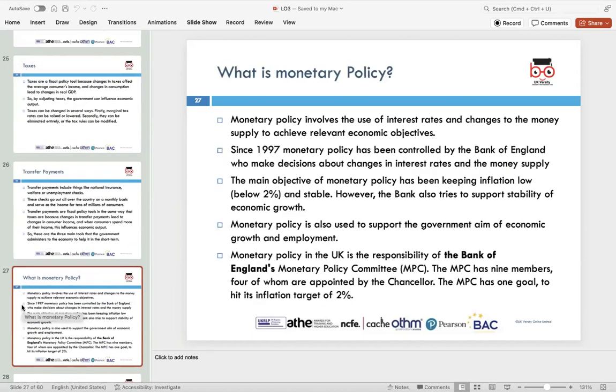What is monetary policy? Implementation of monetary policy comprises the utilization of interest rates and modification to the money supply in order to accomplish the pertinent economic goals. So monetary policy basically involves the use of interest rates and changes to the money supply to achieve relevant economic objectives. The Bank of England has been in charge of monetary policy.